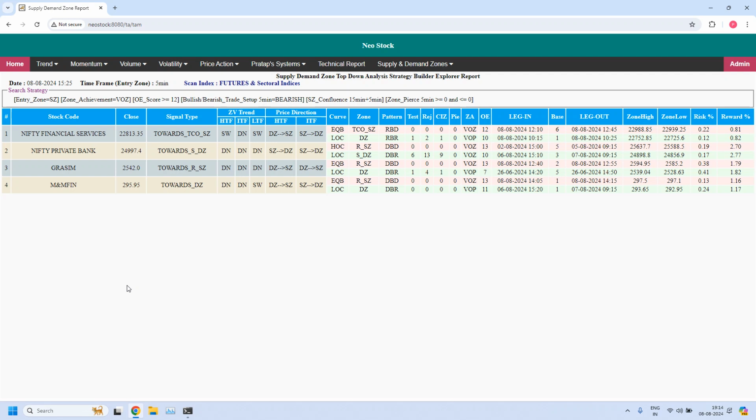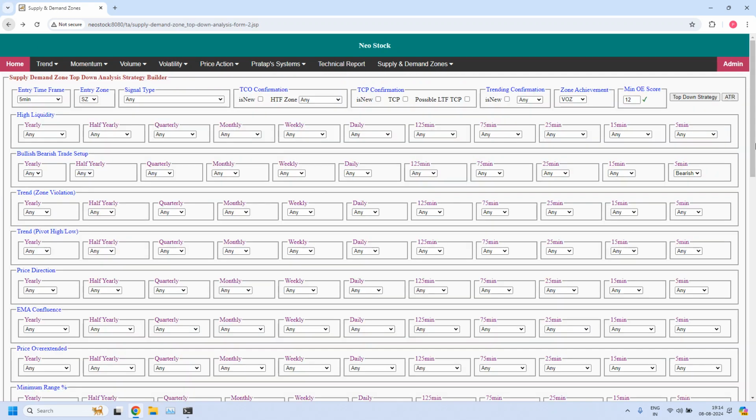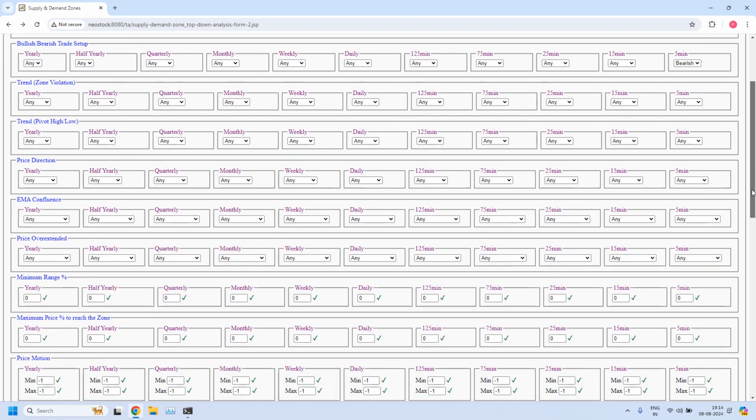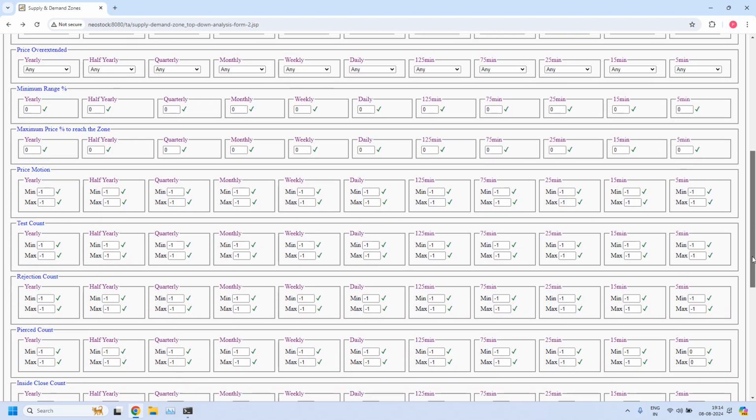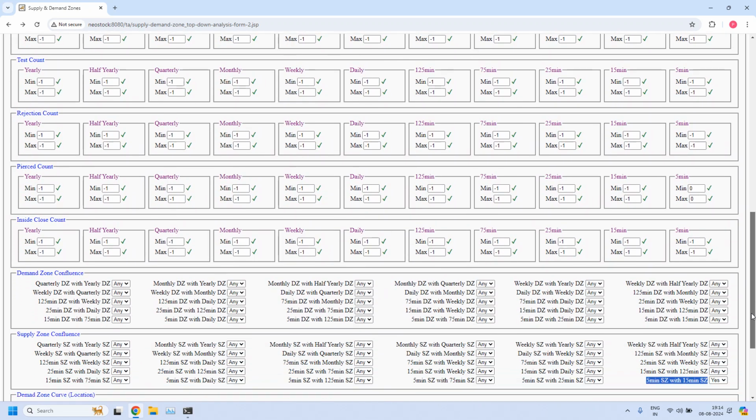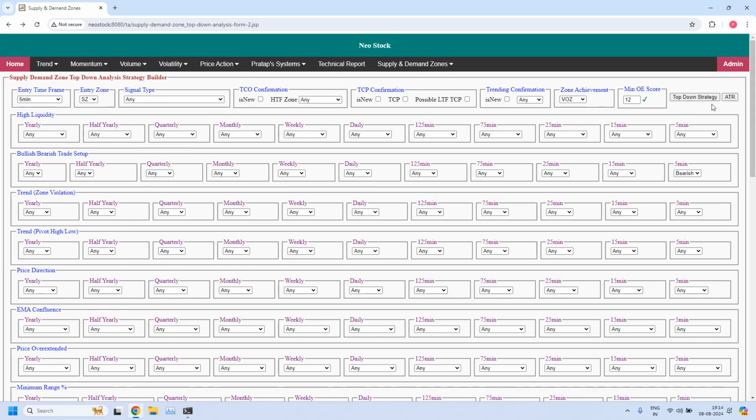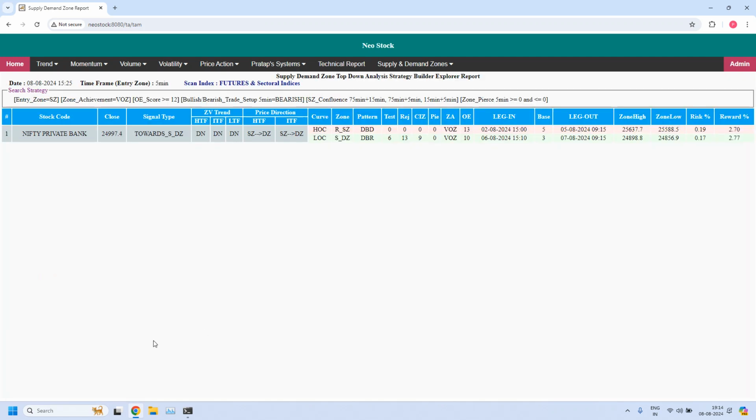Out of these 4, how many are having even HTF confluence? Let us verify in case, if anything. HTF is 75 minutes time frame. 5 minute supply zone with 15. Next 5 minute supply zone with 75 minute supply zone I enabled, and also 15 minute supply zone with 75 minute supply zone also I enabled. With all these 3 zone confluence, only one stock, that is NIFTY Private Bank only. This is an indices not listed in F&O.